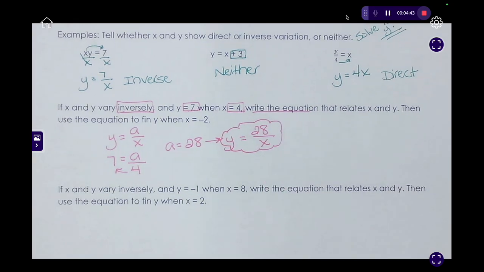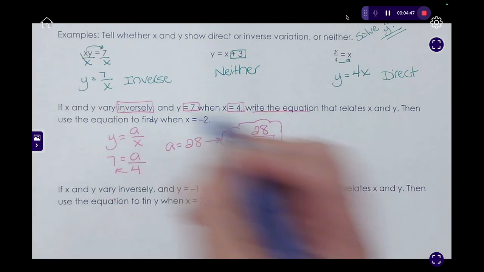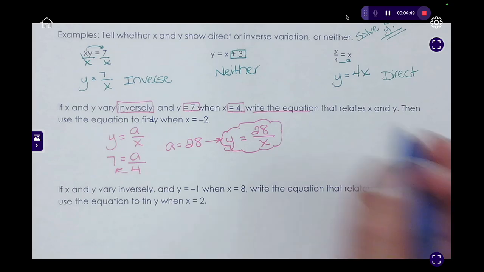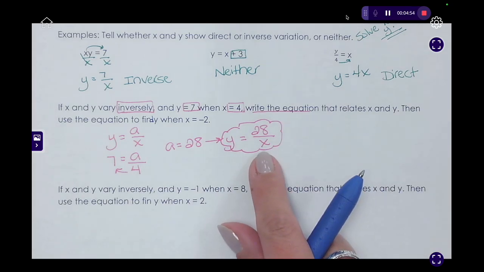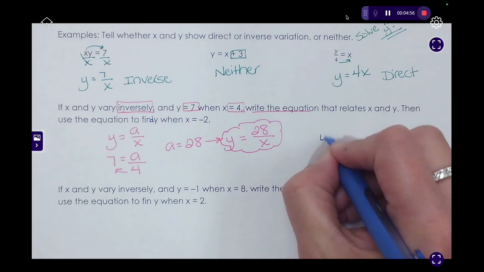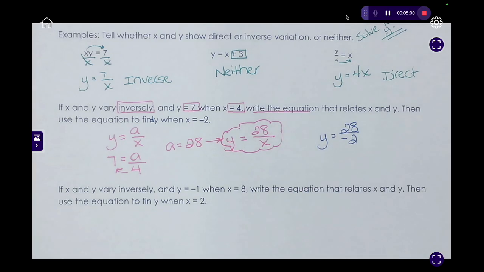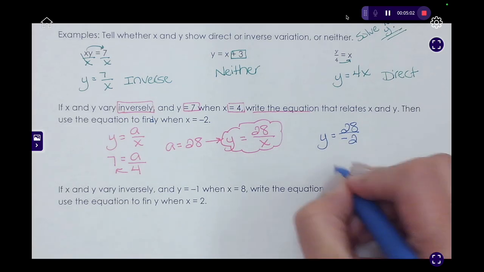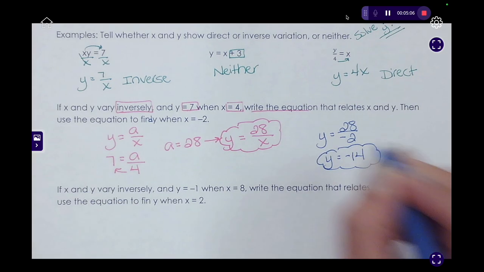Okay, so now the second part of this, it says use your equation to find, that should be find, y when x equals -2. So now it's giving you a specific number to plug in for x. So for the second part of this, I'm using my equation and I'm going to plug in a -2 for that x value. So I'm just going to do 28 divided by -2, which gives me a -14. So that's the second part of the problem.